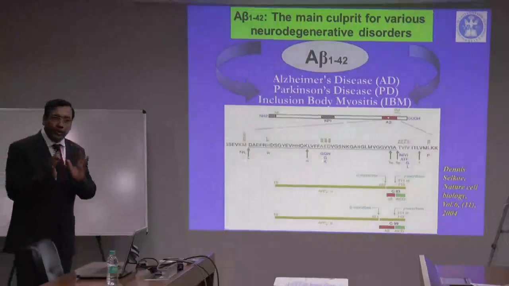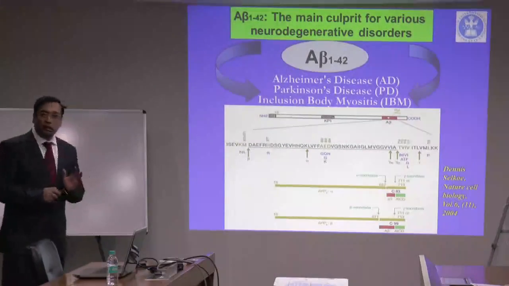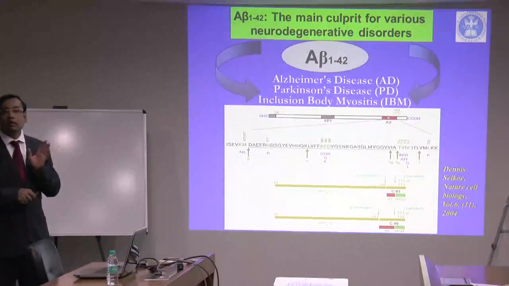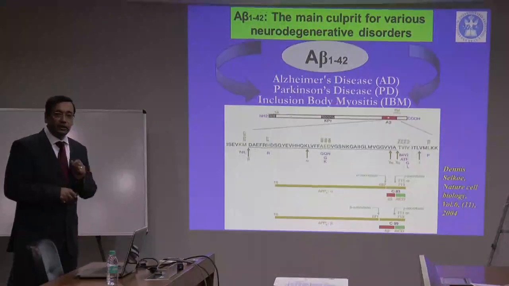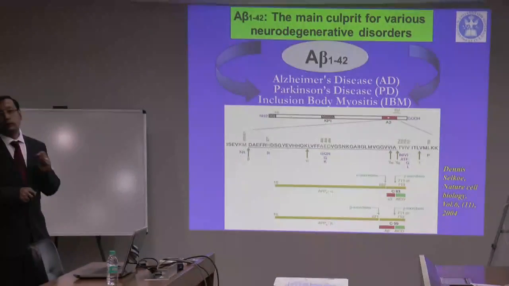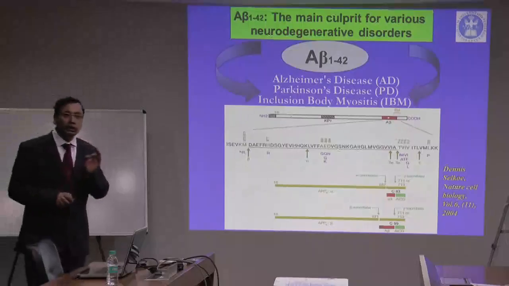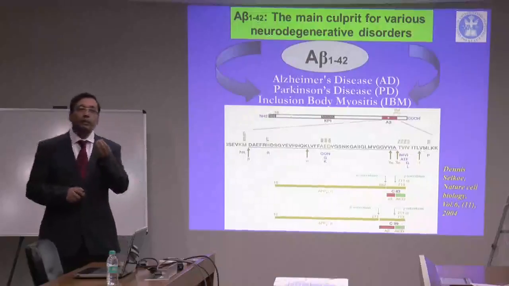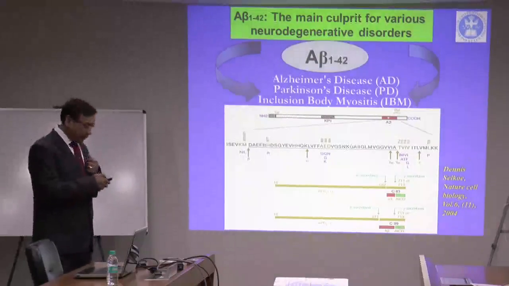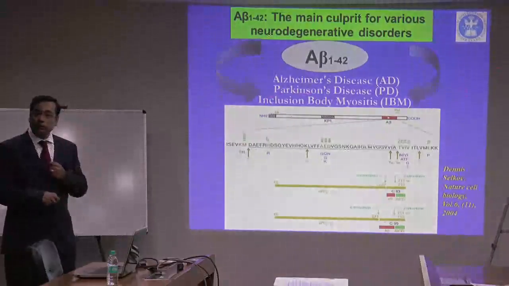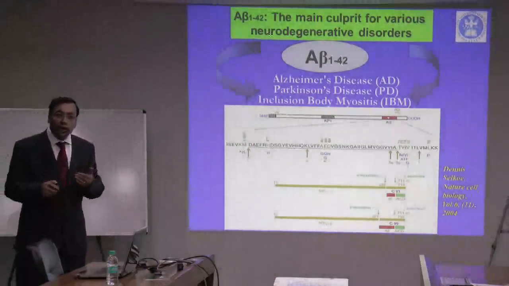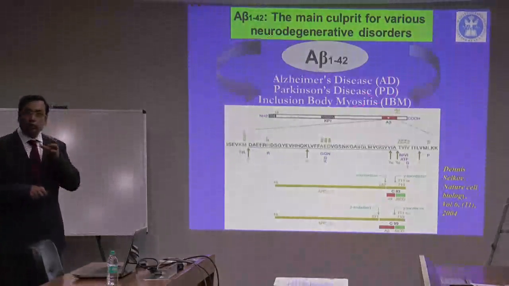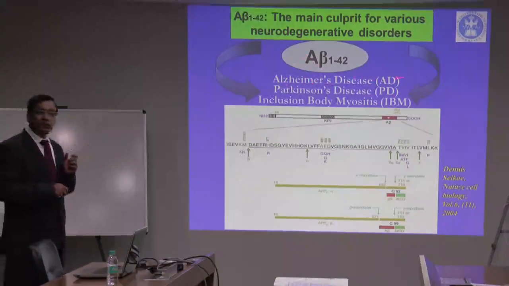If you go into detail about A beta polypeptide physiology, you will find that this is the main culprit for Alzheimer's disease, Parkinson's disease, and inclusion body myositis. Inclusion body myositis is a muscular disorder, but the hallmark feature of this disorder is A beta expression. Parkinson's disease is also a neurodegenerative disorder, but neuro as well as muscular, because here motor impairment occurs, while Alzheimer's disease is dementia.